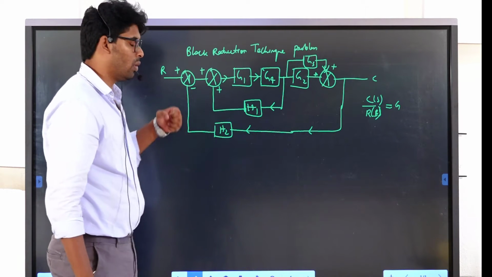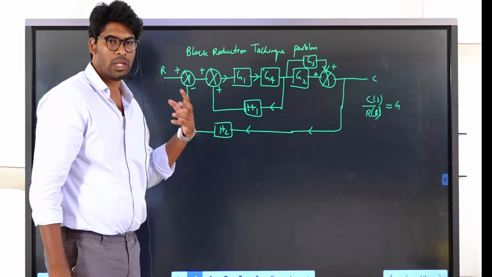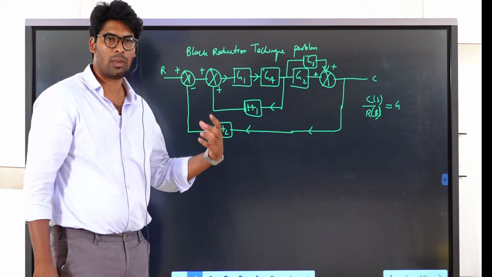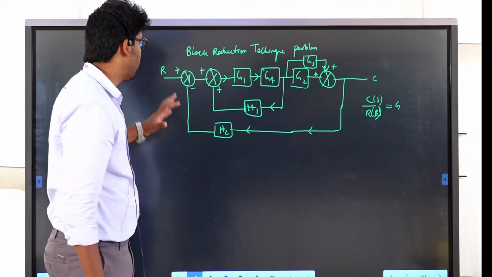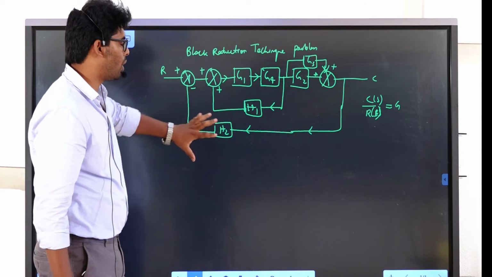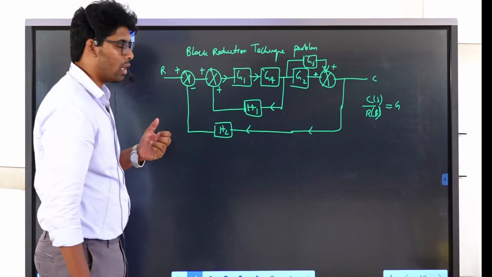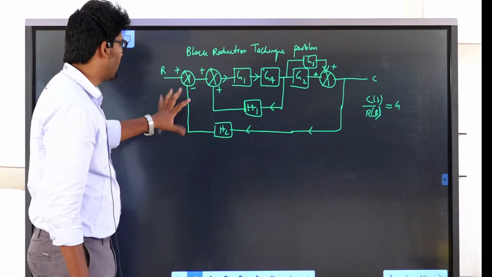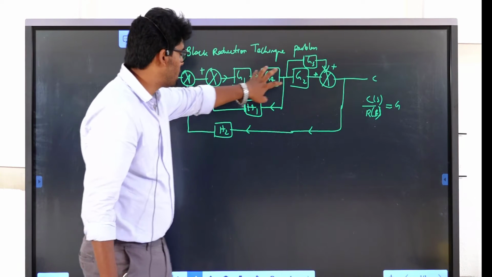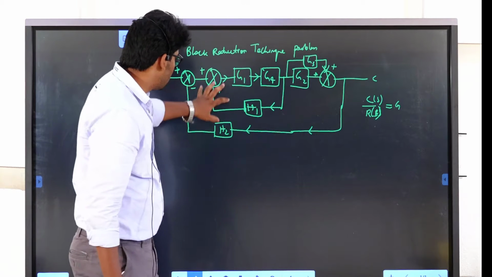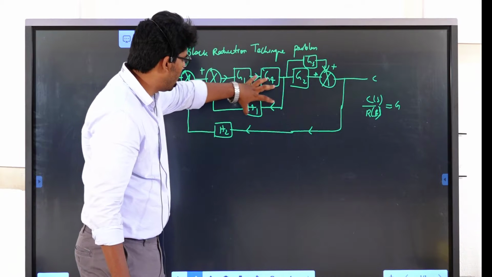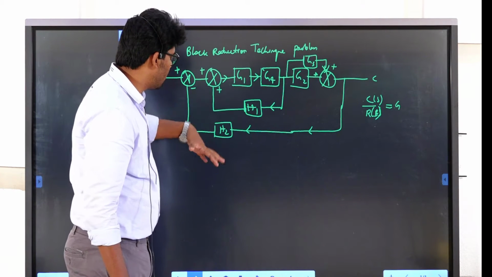We have seen rules 1, 2, 3 up to 9 for how to reduce blocks. We will use all of that to solve our problem. Observe carefully: I want to combine all these blocks into one single block, so I need to decide which rules to use. These two blocks are in cascade form, that is in series, and these two blocks are in parallel, and here I see a minor block.